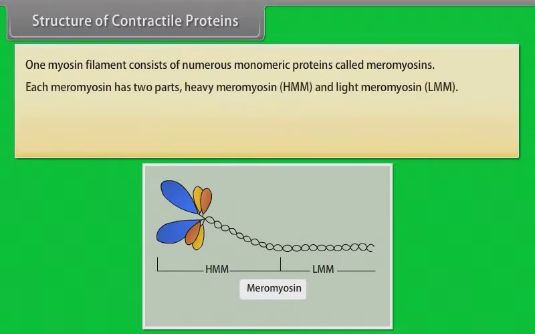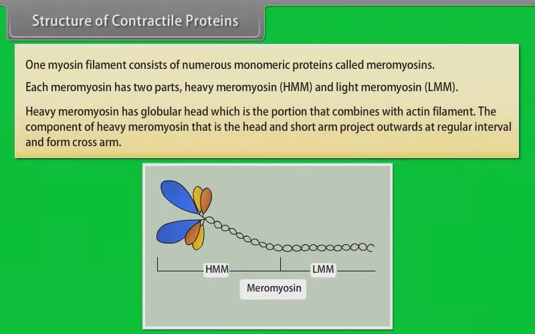Each meromyosin has two parts, heavy meromyosin, HMM, and light meromyosin, LMM. Heavy meromyosin has globular head, which is the portion that combines with actin filament. The component of heavy meromyosin, that is the head and short arm, project outwards at regular intervals and form cross arm.